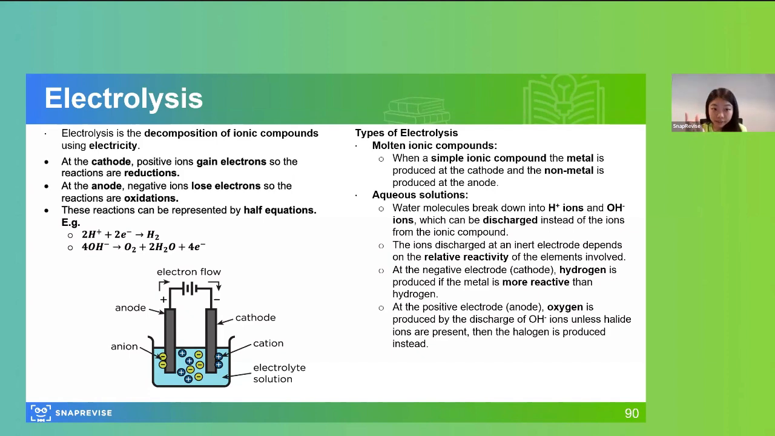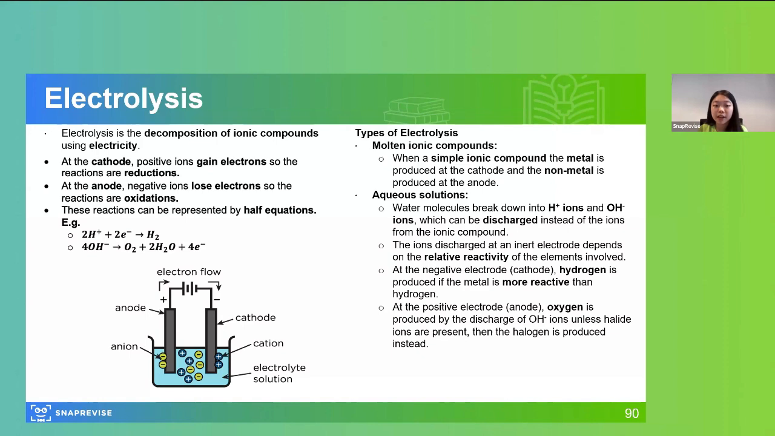The cathode is the negative electrode, and it gains positive ions. So essentially, positive ions are going to go to this negative electrode because positive goes to negative, and they are going to gain electrons. This is called reduction. At the anode, negative ions are going to go to the anode, the positive electrode, and they're going to lose electrons. This is oxidation. I know this is confusing. Use a mnemonic, OIL RIG. Oxidation is loss, reduction is gain. So oxidation is loss of electrons, reduction is gain of electrons.